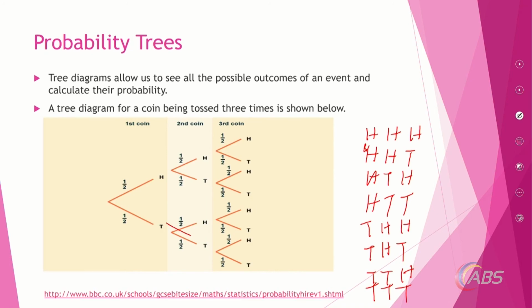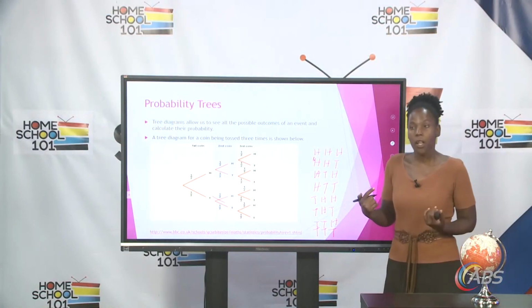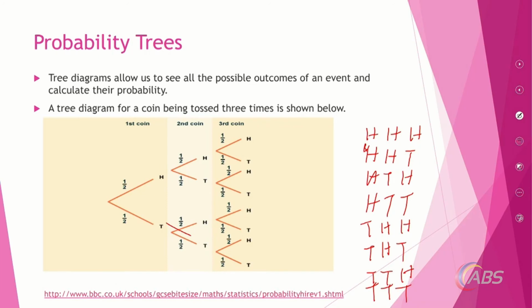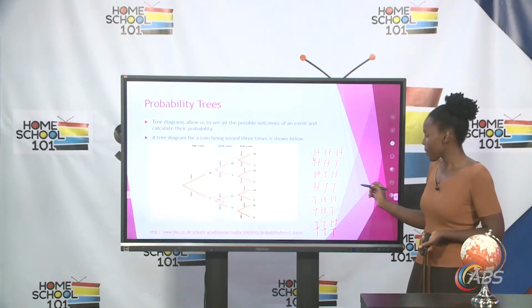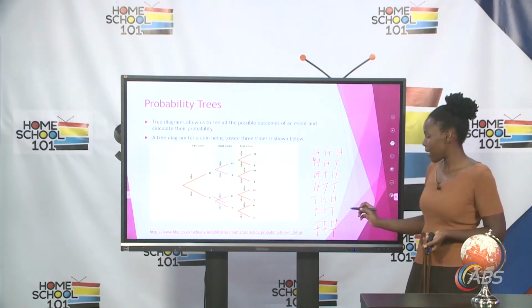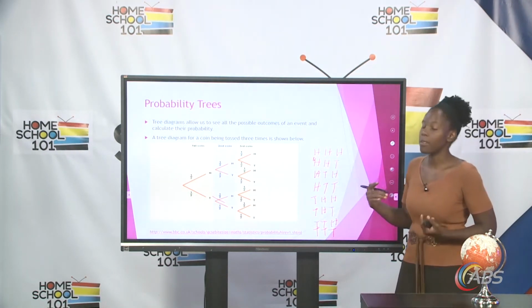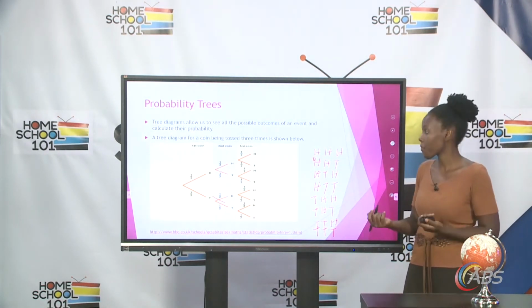So if we toss a coin 3 times, there are 8 possible outcomes. The outcomes would be H, H, H; H, H, T; H, T, H; H, T, T; T, H, H; T, H, T; T, T, H; and T, T, T. So these are all possible outcomes if I toss a coin 3 times.